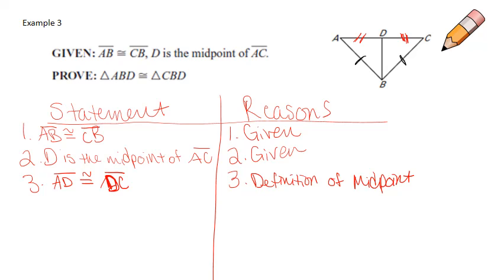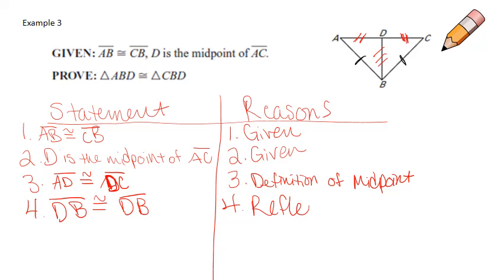just like a bisector. So now we have two corresponding congruent sides, and that's not enough information for us to prove that the two triangles are congruent. So what else do we know? We also know that DB is congruent to itself, the reflexive property, like we always do, right? So line segment DB is congruent to line segment DB by, our reason is the reflexive property.